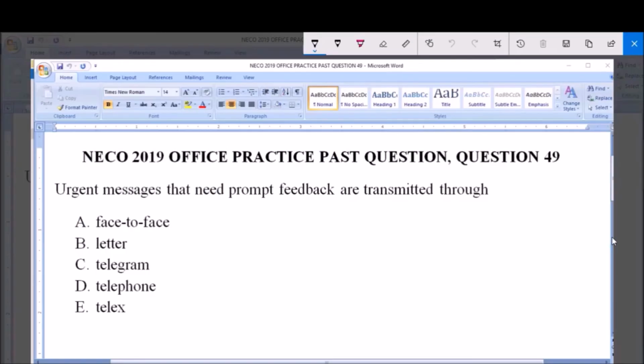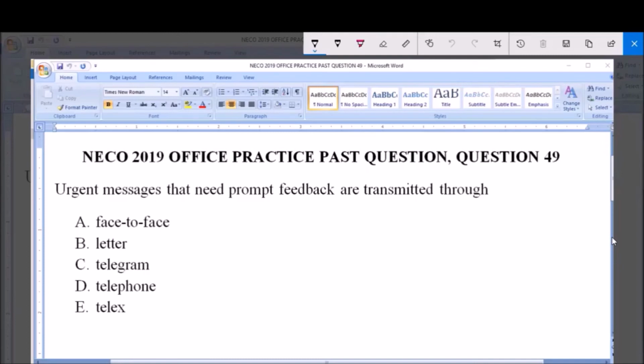I will be answering NECO 2019 Office Practice Past Question, question 49. Urgent messages that need prompt feedback are transmitted through A, face-to-face, B, letter, C, telegram, D, telephone, and E, telex. So these are various methods by which information can be transmitted.